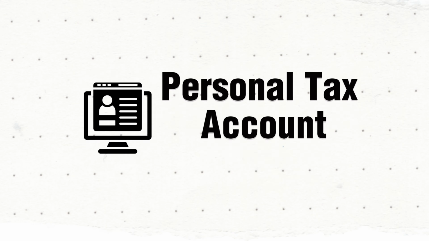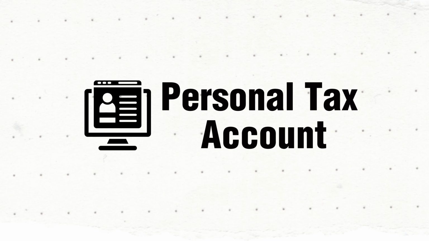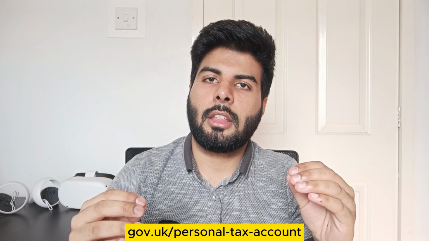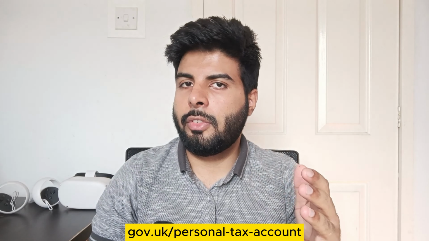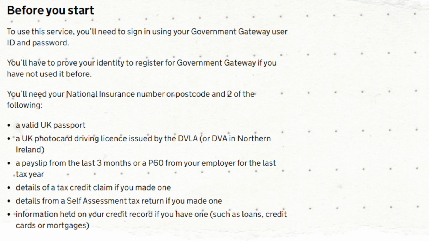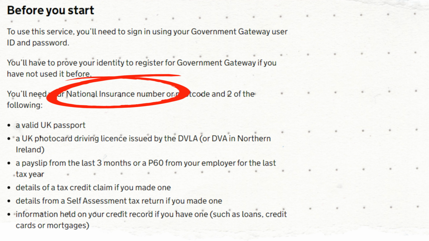Let's now see how to create a personal tax account on HMRC's website. It's really simple and straightforward. All you have to do is type in the Google search bar online tax account with HMRC and click on the first link. Don't worry, I'm going to leave the link in the description. Before you start setting up an account with HMRC, you will require a list of documents to be with you. You will definitely need a national insurance number and your postcode, along with at least two of the following documents that you see on the screen.